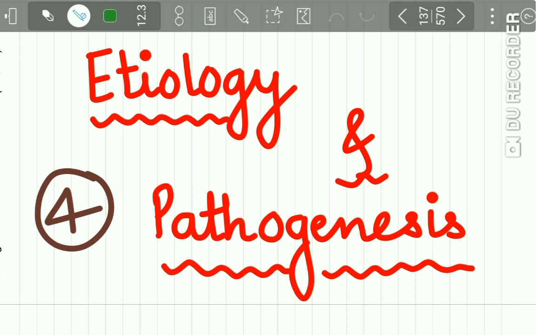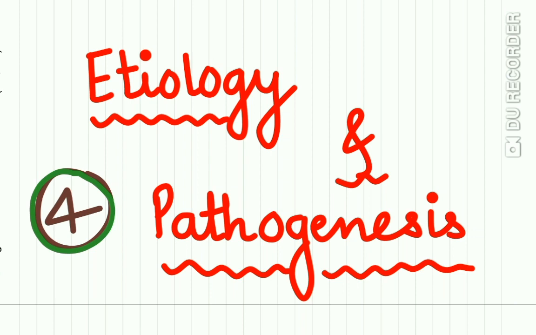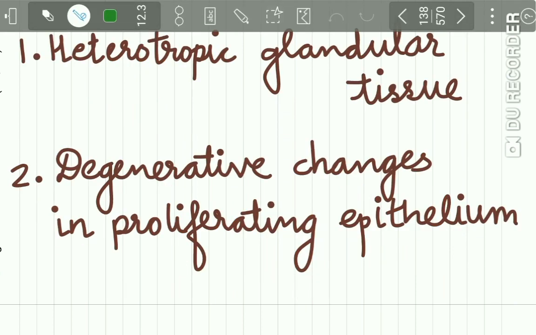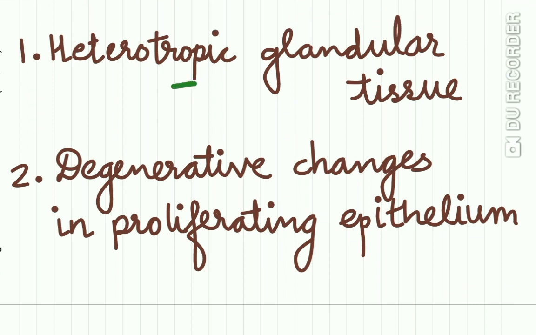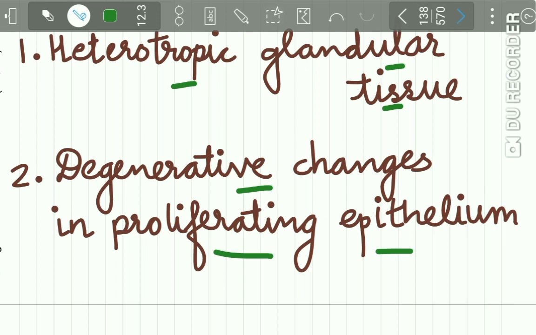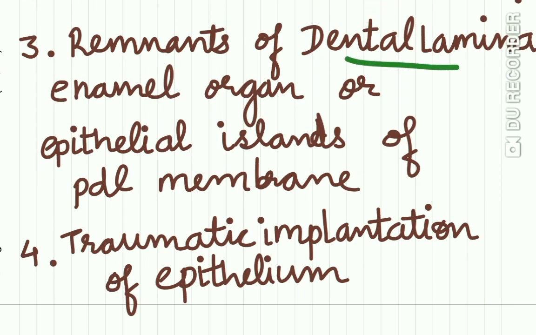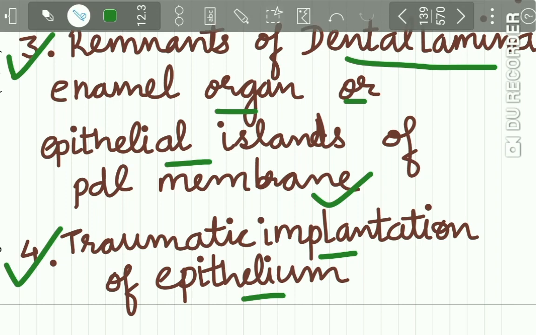Talking about the etiology and pathogenesis, there are four theories to describe the pathogenesis of this cyst. First theory says that it arises from the heterotopic glandular tissue present in the gingiva. Secondly, degenerative changes in the proliferating epithelium may also lead to the gingival cyst of adults. Thirdly, remnants of the dental lamina or enamel organ or the epithelial islands of the periodontal membrane are responsible for this cyst. And fourthly, the traumatic implantation of the epithelium may lead to the gingival cyst of the adults. Out of these four concepts, the third and the fourth concept are more valid.